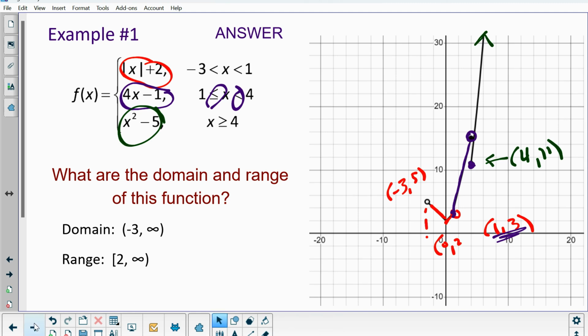Okay, like I said, if you need to pause to copy stuff, just pause, or come back to it as well if you need to.